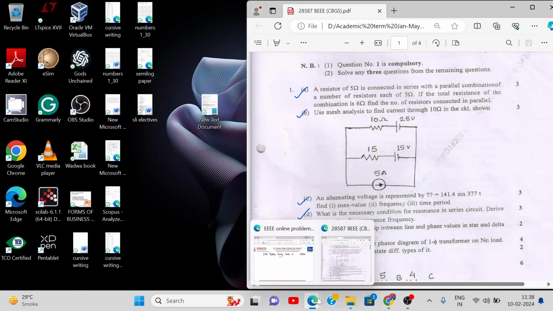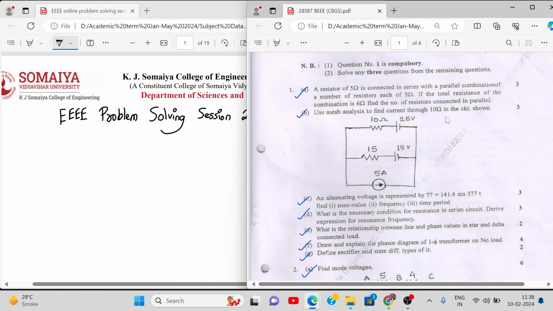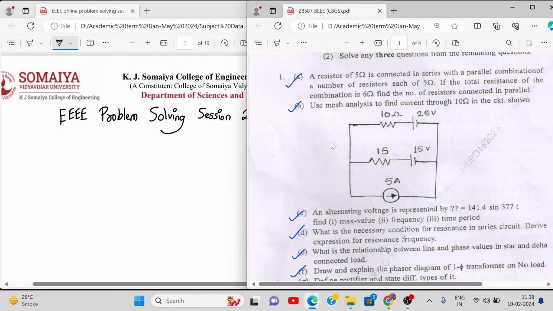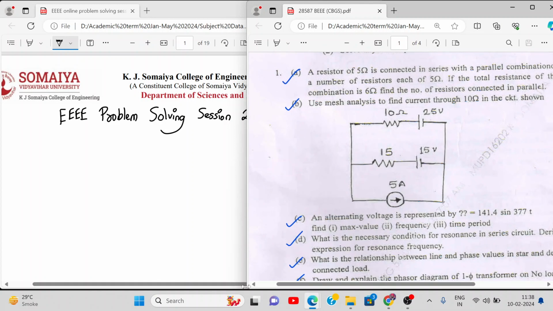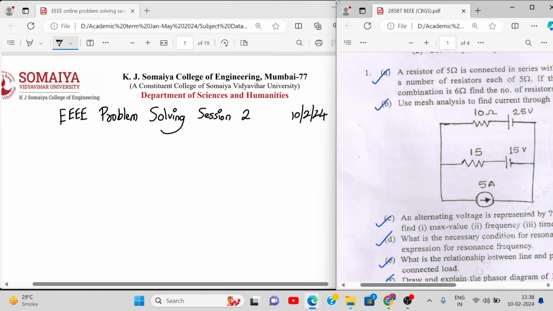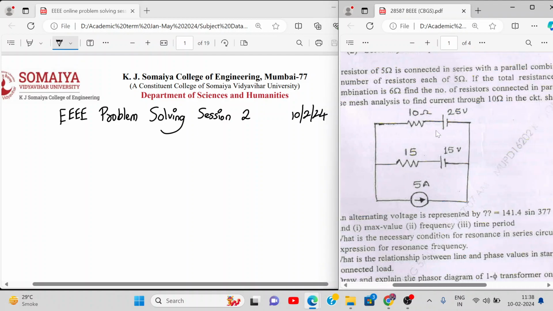Okay, so students, let's start EEEE problem solving session number 2. Let me adjust the screen. I hope the numerical is visible.